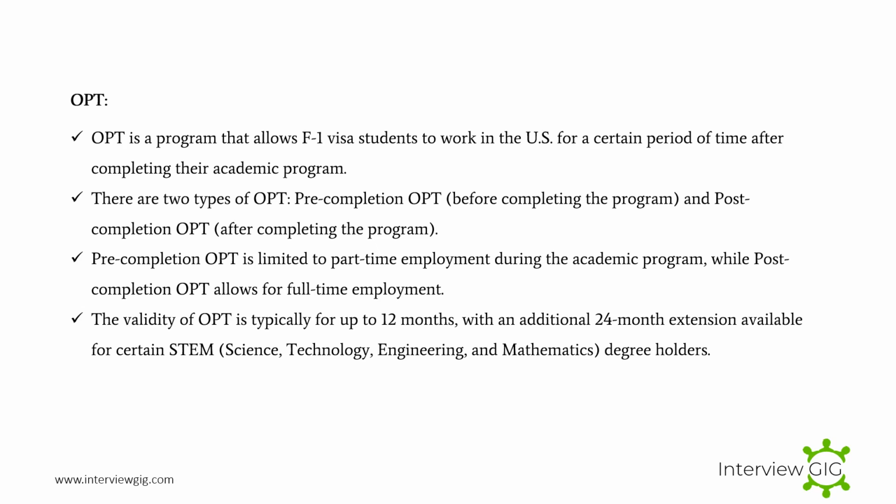OPT: OPT is a program that allows F1 visa students to work in the US for a certain period of time after completing their academic program. There are two types of OPT: pre-completion OPT, before completing the program, and post-completion OPT, after completing the program. Pre-completion OPT is limited to part-time employment during the academic program, while post-completion OPT allows for full-time employment. The validity of OPT is typically up to 12 months, with an additional 24-month extension available for certain STEM (science, technology, engineering, and mathematics) degree holders.